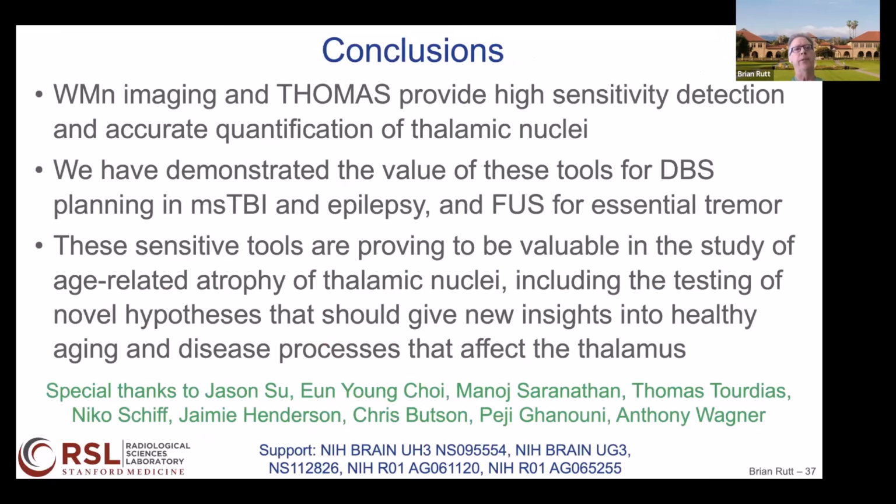I just want to conclude by saying that white matter nulling imaging and Thomas are providing high sensitivity detection and accurate quantification of thalamic nuclei. We've demonstrated the value of these tools for DBS planning in TBI. We're just starting a new project in epilepsy and focused ultrasound for essential tremor. I think these are very valuable tools also for studying basic science questions like age-related atrophy of thalamic nuclei, testing novel hypotheses, for example the proximity to ventricle hypothesis in healthy aging, and disease processes that affect the thalamus.